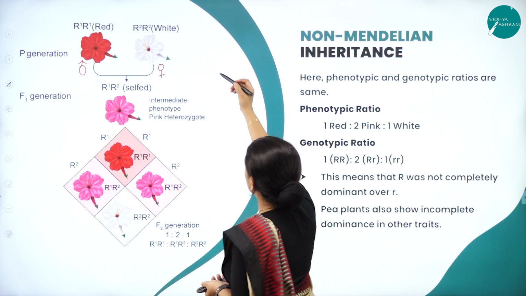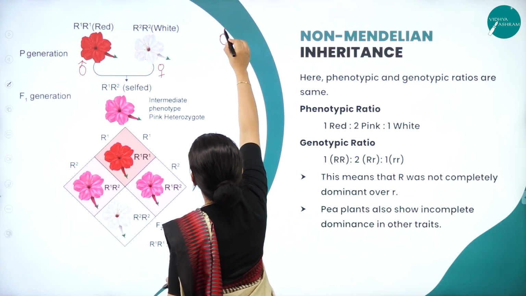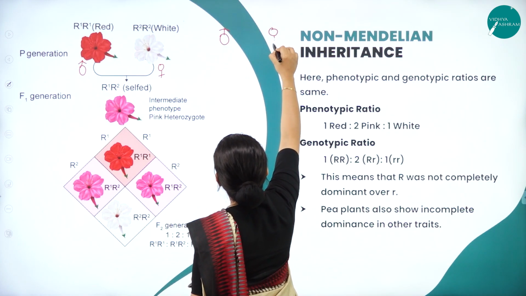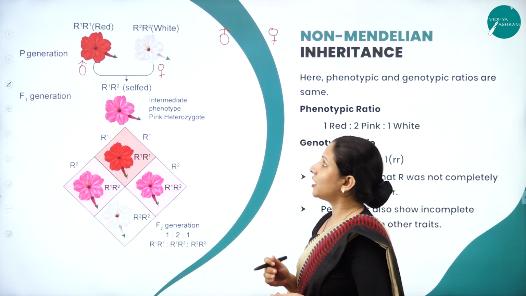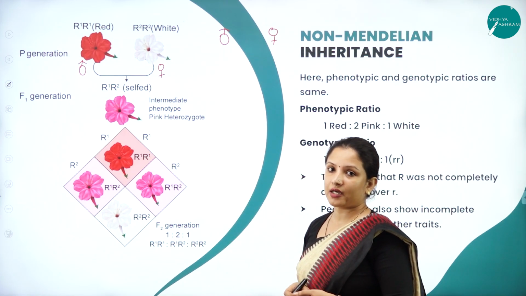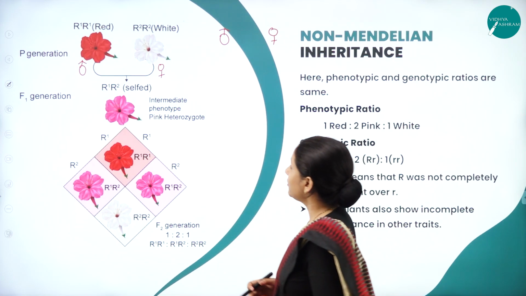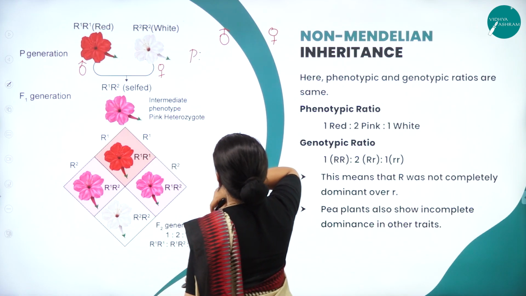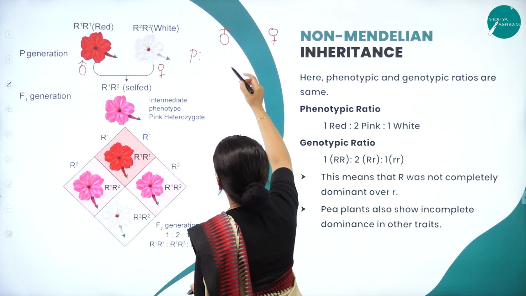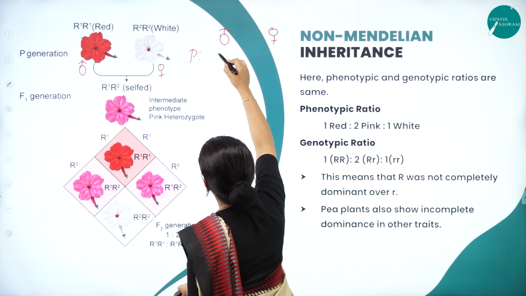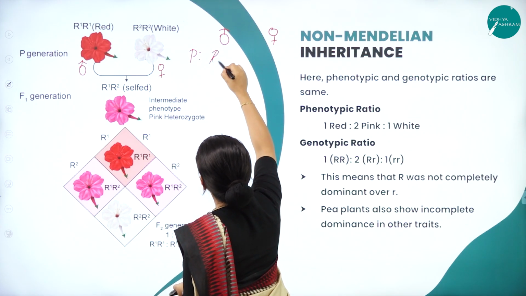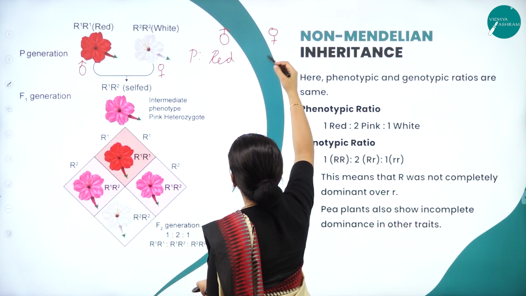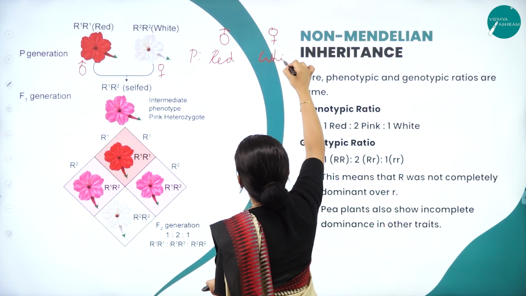So what we will do, if you get confused, instead of writing R1, R2, we can take it as capital R and small r. That is easy to understand. First is the parental generation or P generation. Under male, what have we taken? We have taken red flower. In female, we have taken white flower.